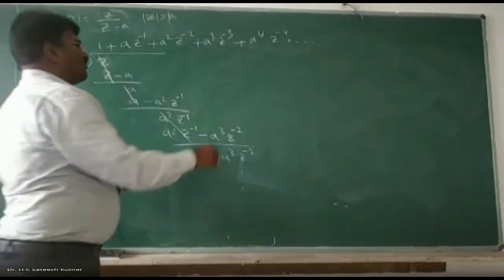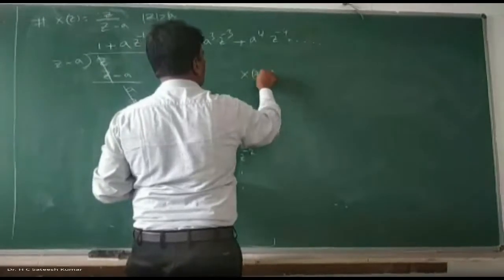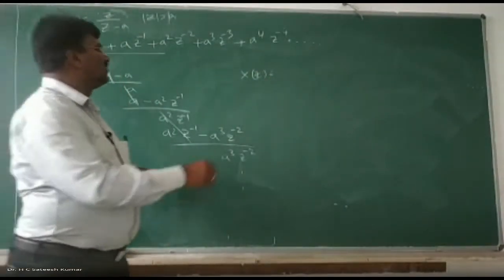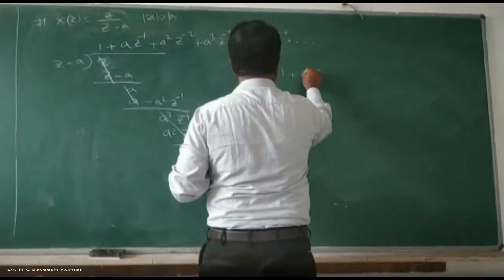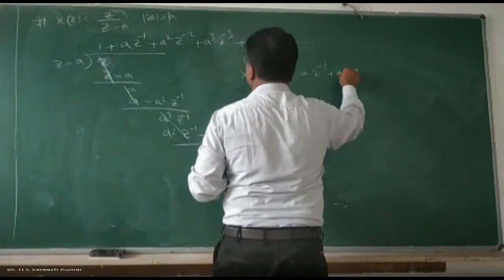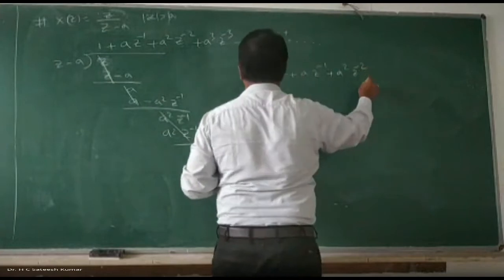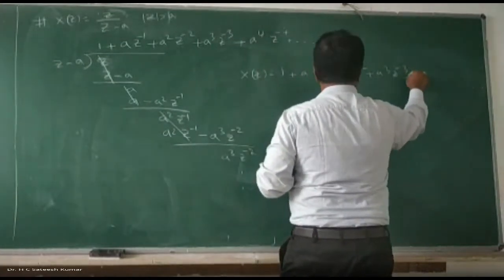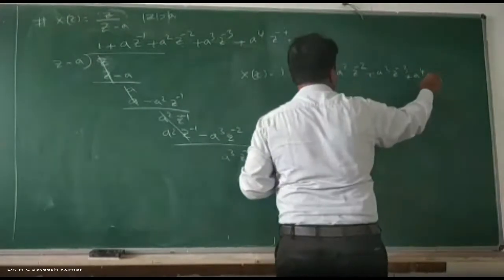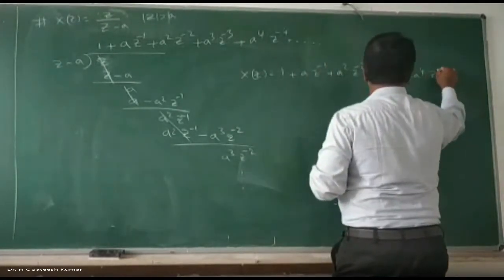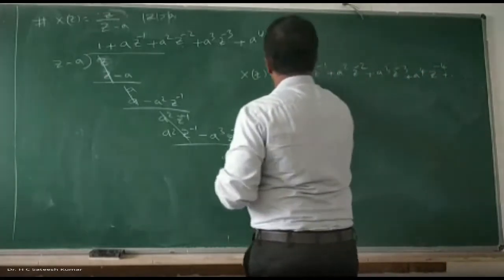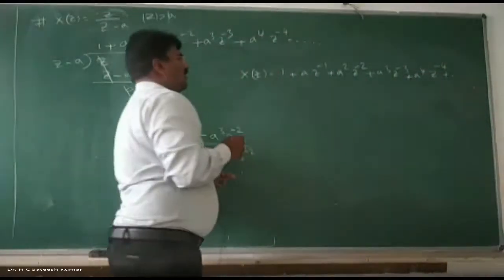Therefore, x of z is equal to what? x of z is equal to 1 plus a z to the power of minus 1 plus a square z to the power of minus 2 plus a cube z to the power of minus 3 plus a power 4 into z to the power of minus 4 plus so on. 1, 2, 3, 4, 5, 5 terms are there.